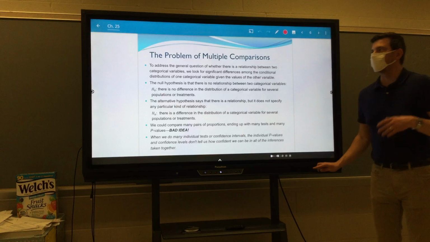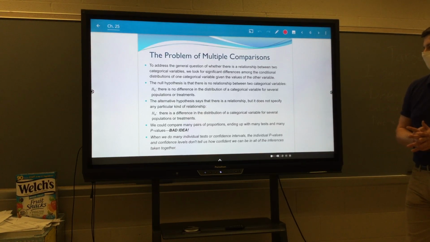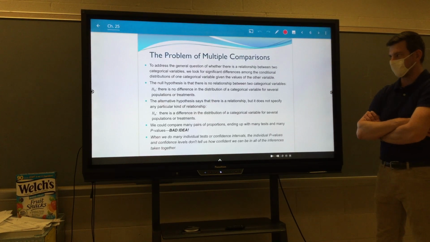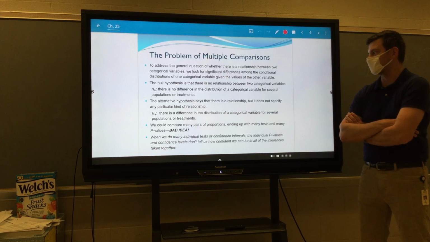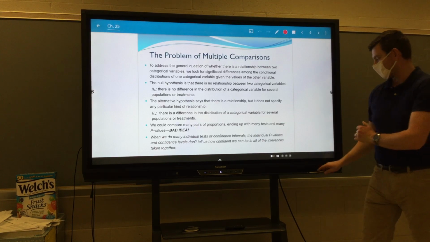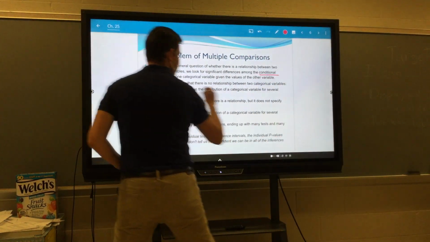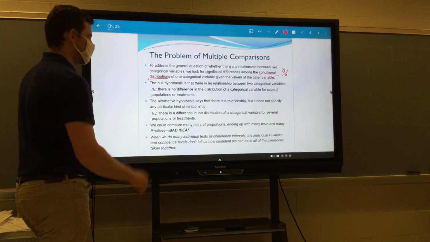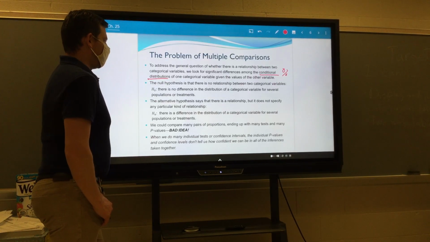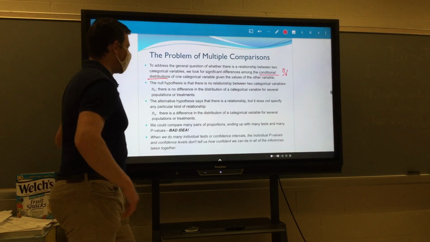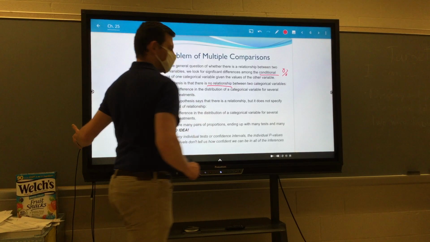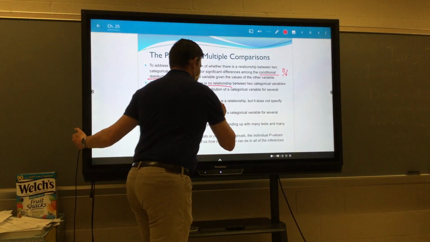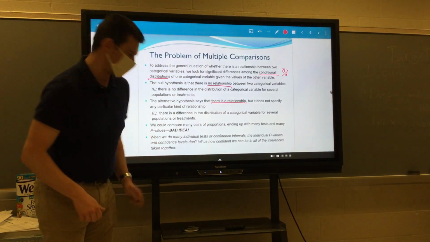I've already mentioned some of these. The problem with multiple comparisons. In general, it says to address the general question of whether there is a relationship between two categorical variables, we look for significant differences among the conditional distributions. Again, when you see conditional distributions, you think percents. Is there a significant difference between those percents? Now, the null hypothesis is always going to be no relationship between these two. Alternative hypothesis is always going to say there is a relationship.